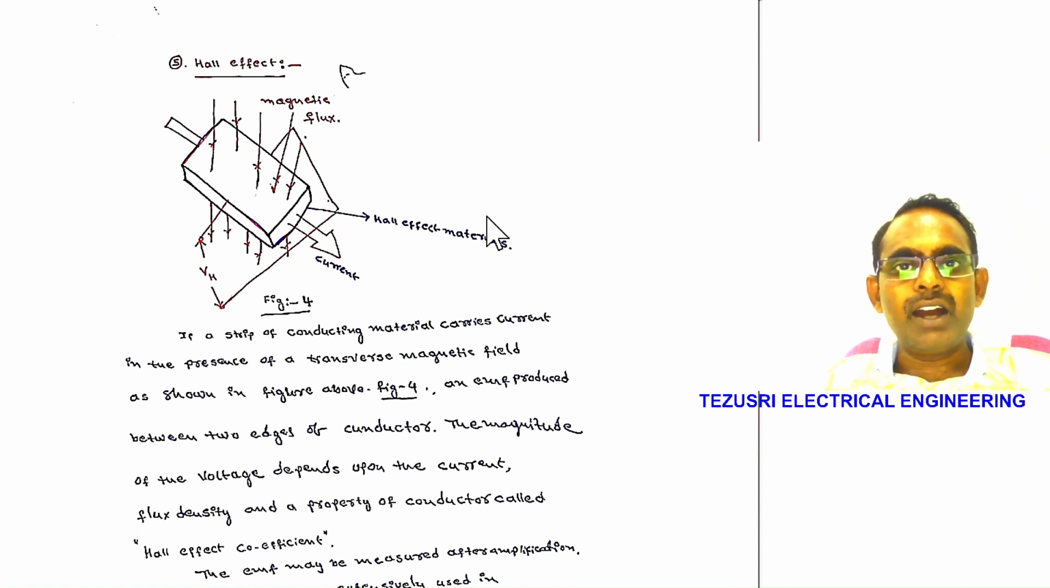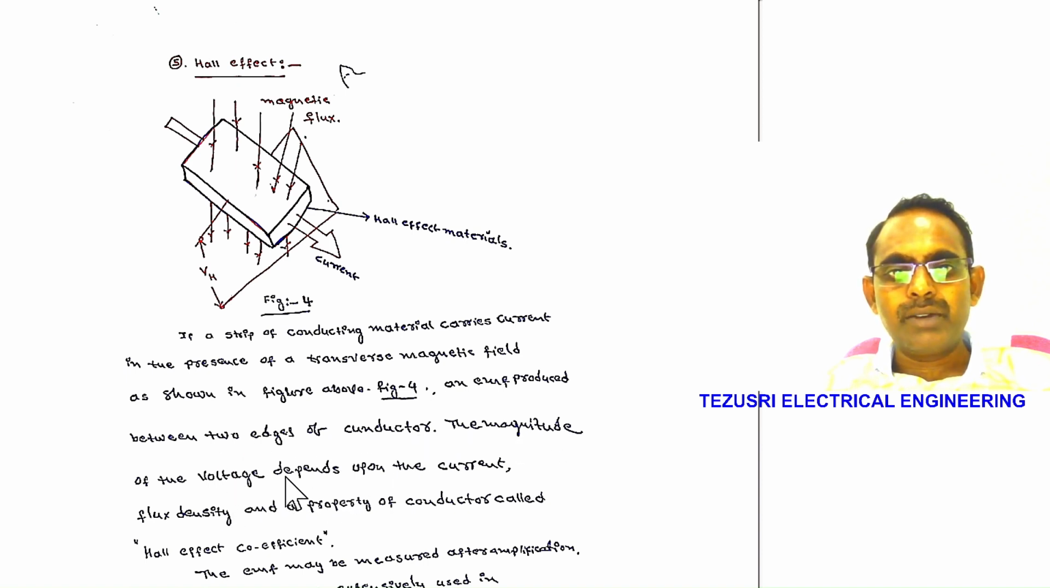Next, another one, Hall effect. If a strip of conducting material carries current in the presence of a transverse magnetic field as shown in the figure, the Hall voltage is measured between the two edges of the Hall effect material. An EMF is produced between the two edges of the conductor.